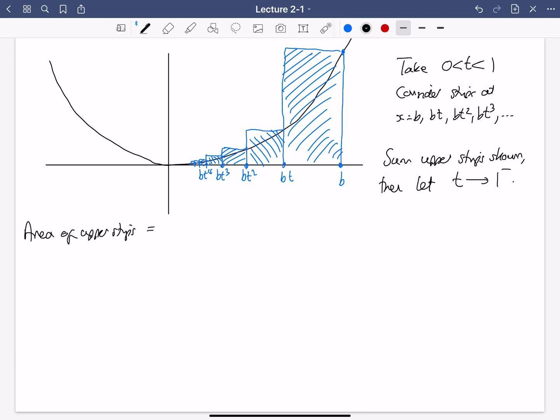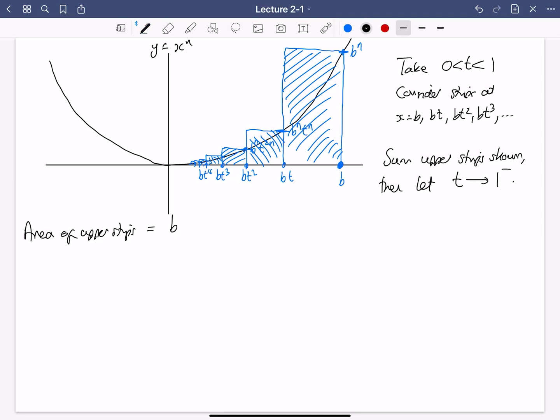Okay, so the area of the upper strips is what? So okay, let's start with the rightmost strip. So let me see, what's the height of that rightmost strip? Its x coordinate is b, and y equals x to the n. So the height of that strip is b to the n. That next height will be bt to the n. So b to the n, t to the n, and then it'll be b to the n, t to the 2n, and so on.